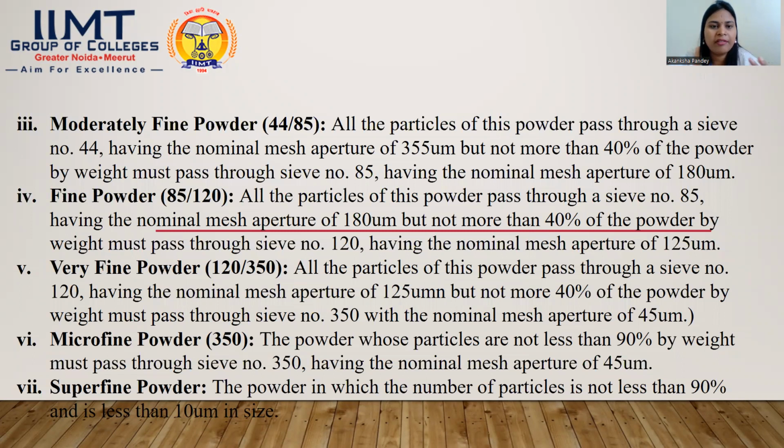Same for fine powder: the basic sieve is 85 and the secondary is 120. Very fine powder: the basic sieve is 120 and the secondary is 350.